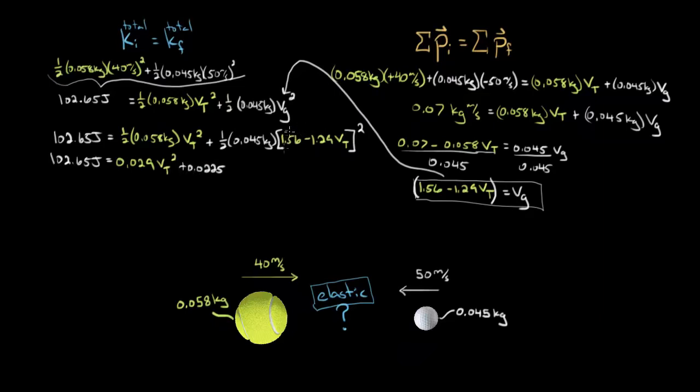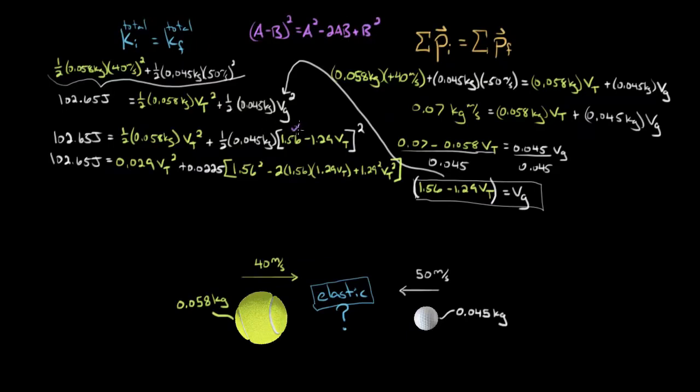If you remember, if you ever have A minus B squared, the result is A squared, which is 1.56 squared, minus 2 times the first one, 1.56, times the second one, 1.29 VT, and then plus the final element squared, B squared, which is 1.29 squared times the velocity of the tennis ball squared. That may have made no sense at all. If so, what I'm really saying is that A minus B squared is just equal to A squared minus 2AB plus B squared. And that's what I did.